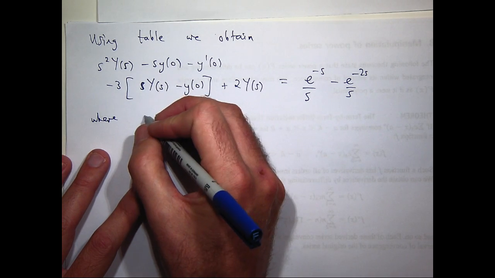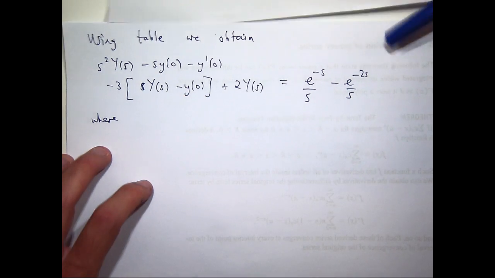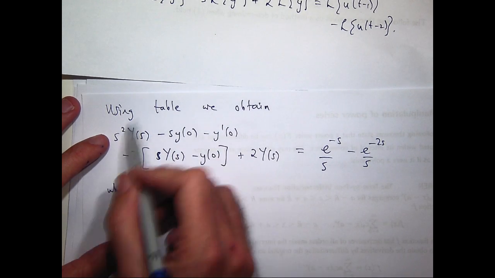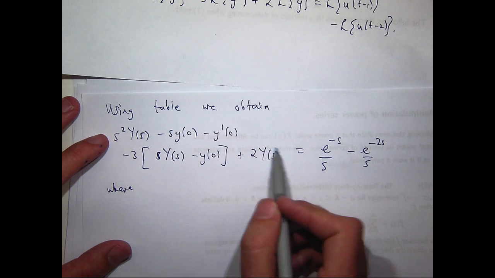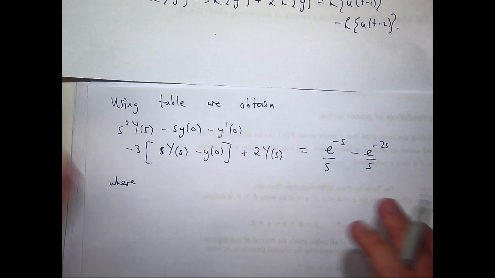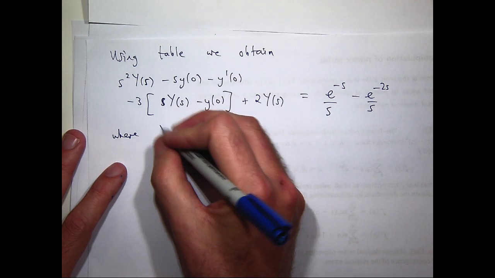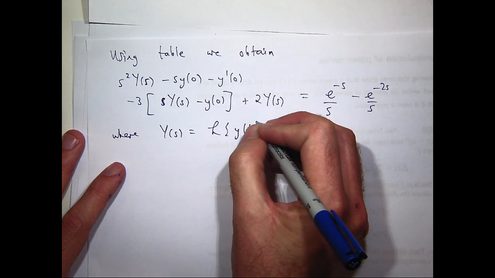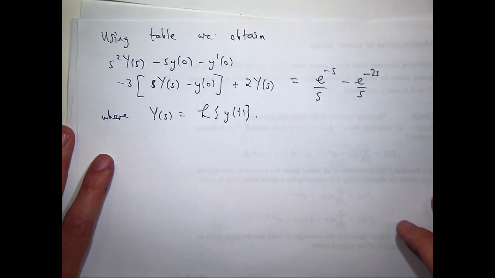Is that a continuation of the same line? Yes, it is. So that's the transform of y double prime. That's the transform of y prime, and that's just the transform of y in the new notation.